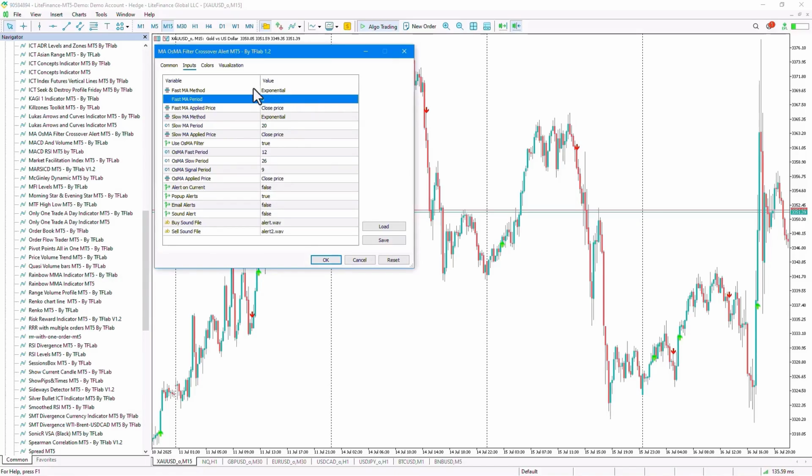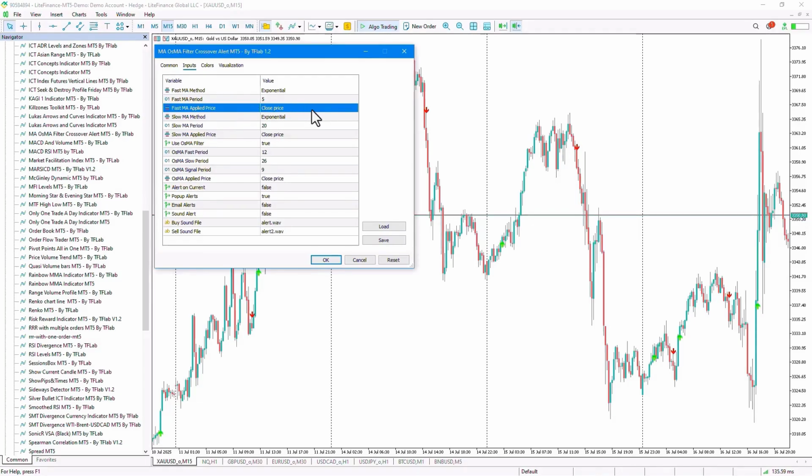In the next input, we can set the period for calculating the moving average. We can set the period, which by default is set to 5, and the more we increase this value, the signals generated on the chart become more reliable. However, we must keep in mind that fewer signals will be displayed on the chart.